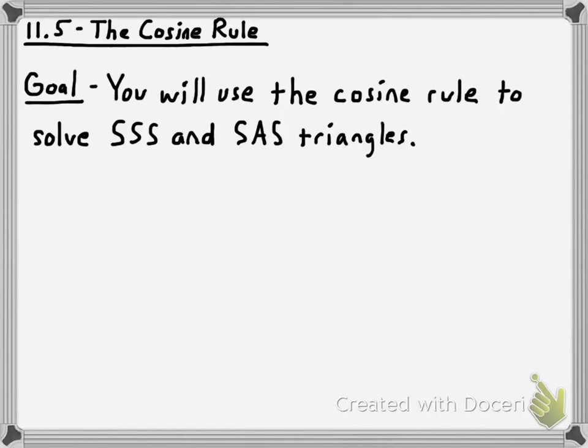Welcome everybody. What we're going to be doing today is learning to use the cosine rule. The cosine rule, like the sine rule, is used with non-right triangles in order to find missing measurements. In particular, we're going to use the cosine rule in order to solve side-side-side and side-angle-side triangles.